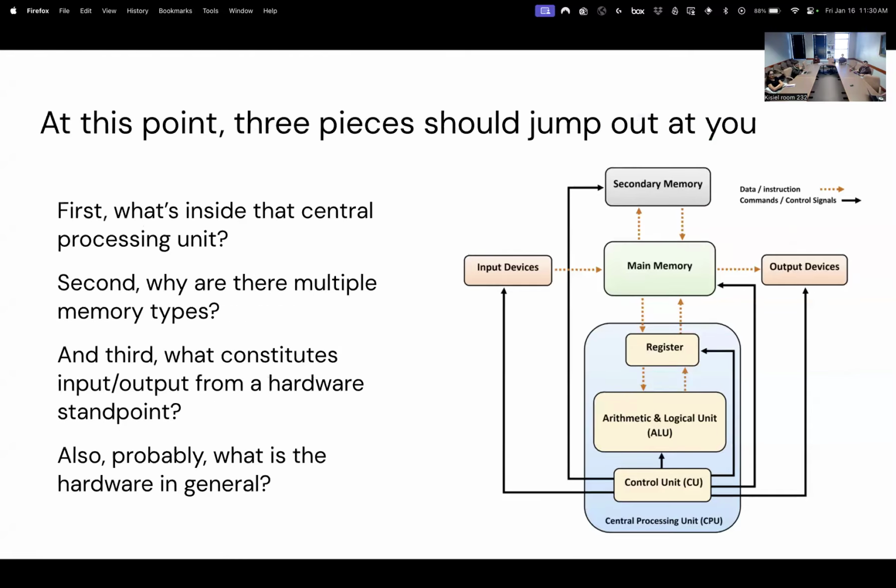Okay, so I think I just talked mostly about this. I already explained why there are multiple memory types, but also thinking about what constitutes input and output is worth thinking about. Anytime you save something to a disk, that's going to be an output value. And anytime you try to read new data that's not stored in memory, that's going to be an input value. Does that make sense?